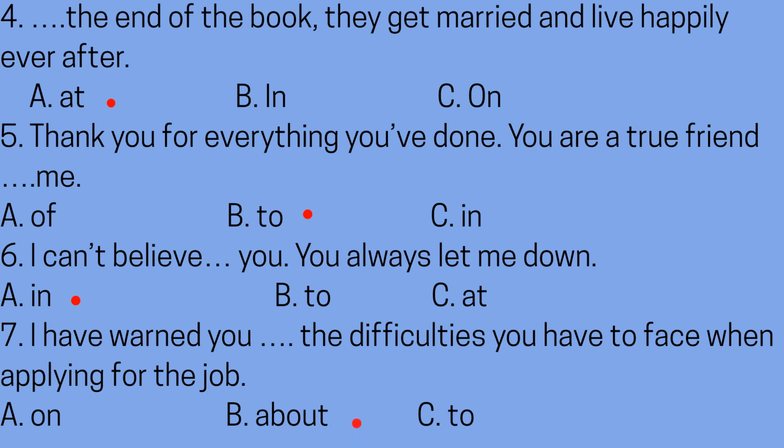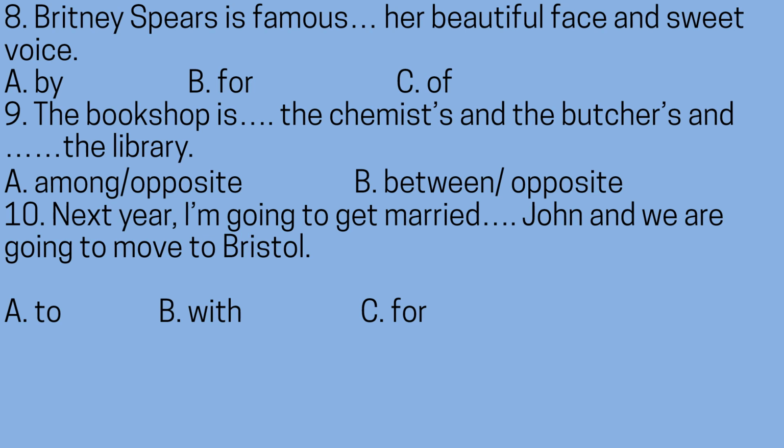Number 7, I have warned you about the difficulties you have to face when applying for the job. Warn about. Number 8, famous for. We choose B. Number 9, we choose B. The bookshop is between the chemist and the butchers and opposite the library. Number 10, we choose A. Get married to. Now we finish the lessons.